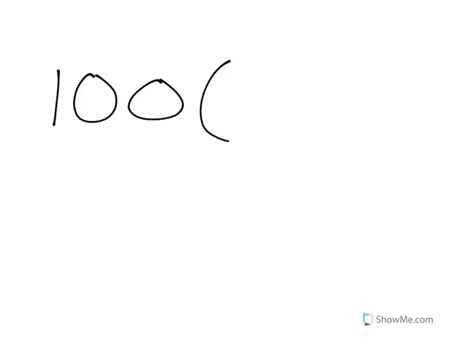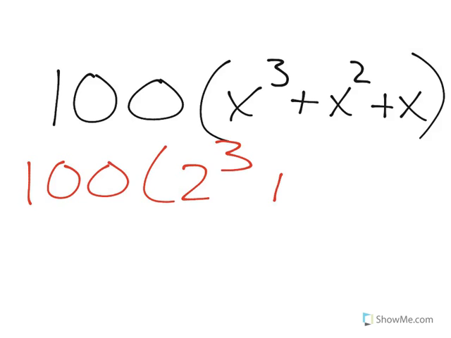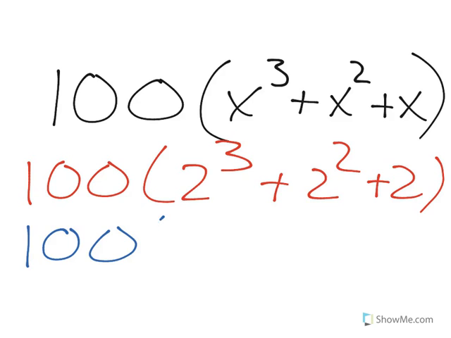Number 4, Charlotte invested $100 per year into her business for 3 years. The total value of her investment after 3 years is represented by this algebraic expression, 100 parentheses x to the third power plus x squared plus x, where x is the growth in value each year. What is the total value when x is 2? So the first thing I'm going to do is rewrite this, but instead of x, I'm going to put 2. Now I just follow my order of operations, and I'm going to do what's inside the parentheses first. So I'm going to say 2 to the third power is 8.